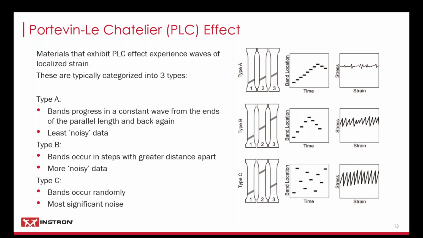This has been put into 3 different categories. You've got type A, which shows bands of strain or Luders banding, starting typically from one end, propagating across the specimen, and then back down through the gauge length. That typically causes some noise in the data. Type B would have these steps occur at different distances throughout the specimen, so it typically ends up creating slightly more noisy data. And then type C, where the bands can occur randomly, has the most significant noise, really creating this sawtooth pattern.